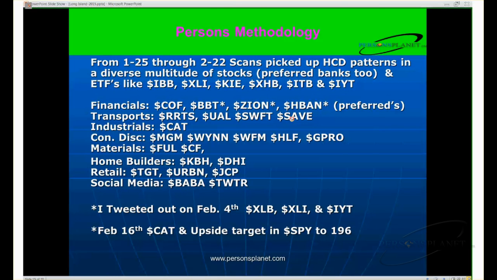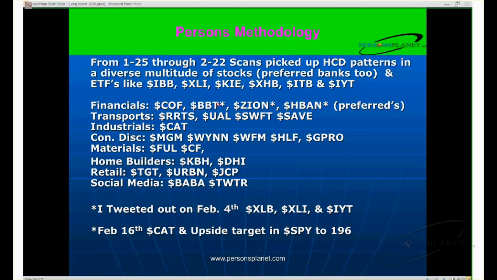Now, let's fast forward a decade. If you're a stock trader, let me share something with you because this is dynamic. From about January 25th to even February 22nd, our scans picked up weekly and daily high-close doji patterns in a diverse multitude of stocks, and a lot of preferred bank stocks too. I'll share that with you. That was very interesting of what our system uncovered.